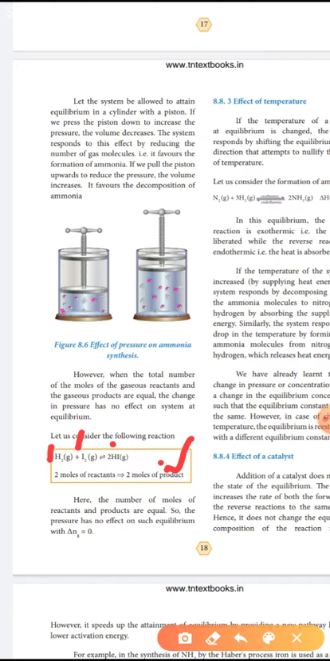Here the number of moles of reactants and products are equal, so pressure has no effect. So the delta Ng value is 0.